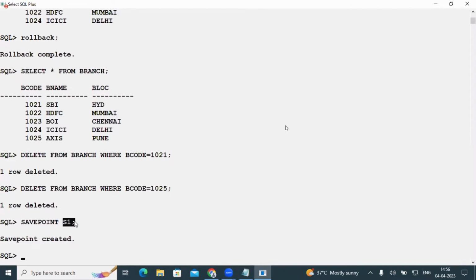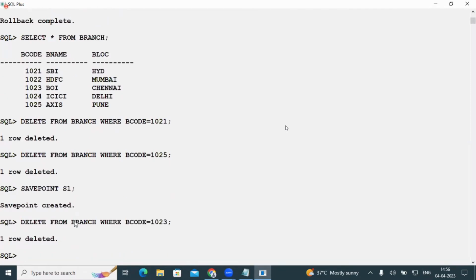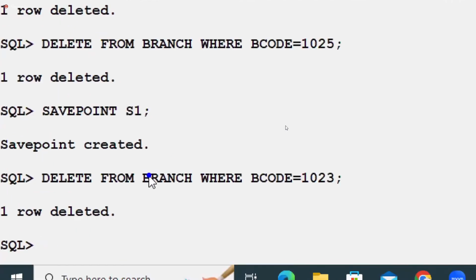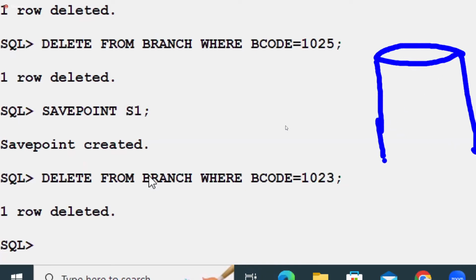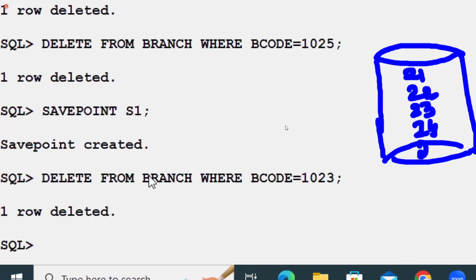In this S1 special memory, whichever record you want to roll back in the future as per your requirement, you just put it there. So in this case, what happened, sir, observe. Your entire table is in your database. So 1021, 1022, 1023, 1024, and 1025. Okay. First two are deleted. Okay, sir.